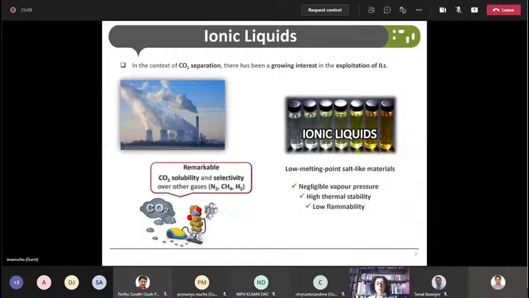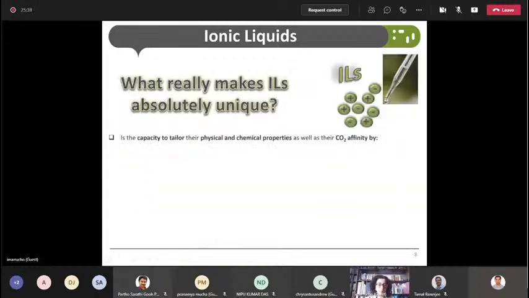So here we have ionic liquids that in terms of their efficiency towards CO2 separations, gas separations, as I'm going to show you in a little bit, the main advantage is their negligible vapor pressure. So I can bubble the gas and no ionic liquid is dragged outside. They also have a high thermal stability, and so they can be used at much higher temperatures than the amines.